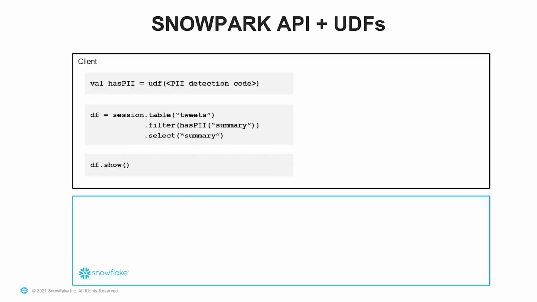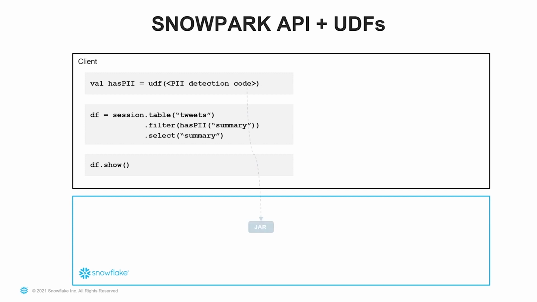Let's take an example. Imagine you have a client code, and previously you were able to connect to Snowflake using a variety of connectors like Python connector, ODBC, JDBC, Go connector, and whatnot. But now you have a powerful data frame library at your disposal, which is Snowpark.